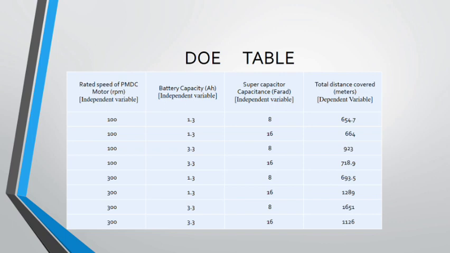Now, this is the DOE table which has been created. The two levels for rated speed of the PMDC motor are 100 and 300 RPM. For battery capacity, it's 1.3 and 3.3 ampere hour. And for supercapacitor capacitance, it is 8 farad and 16 farad. Experimentally, we have found out that the total distance covered is as given in the table.